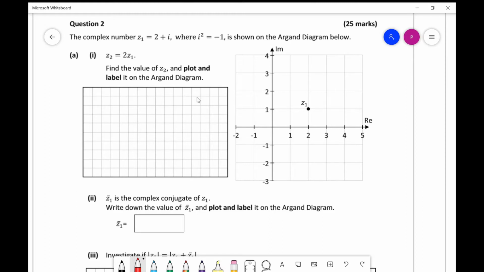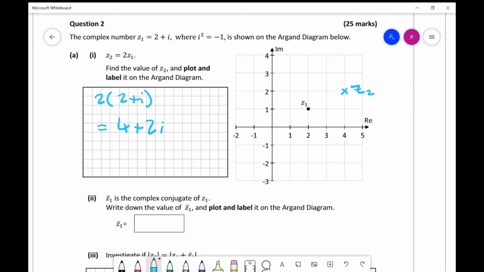So Z2 is equal to 2 times Z1, so find the value of Z2. Plot and label it on the Argand diagram. Okay. So 2 times Z1, so 2 times 2 plus i, which gives me 4 plus 2i. Okay, and then we can plot that on our Argand diagram, go across to 4, and then go up 2 in the i direction, and we end up with this here. We're going to label that Z2.